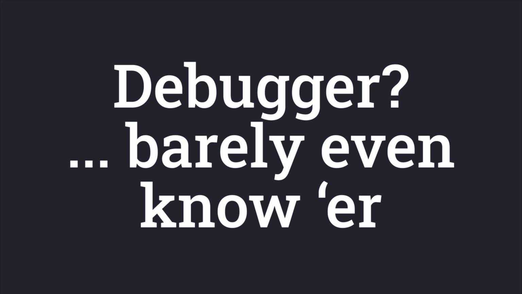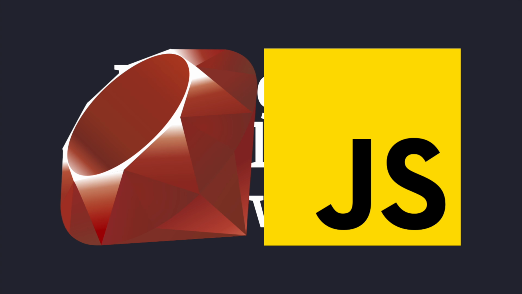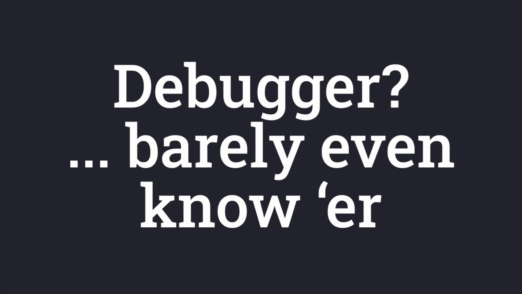Now, I'm not a big debugger guy. My background is mostly in scripting languages like Ruby and JavaScript, and since these languages get run on the fly and not compiled first, I never really got into using a debugger for them in my day-to-day workflow. For Rust, however, I want to do things right.